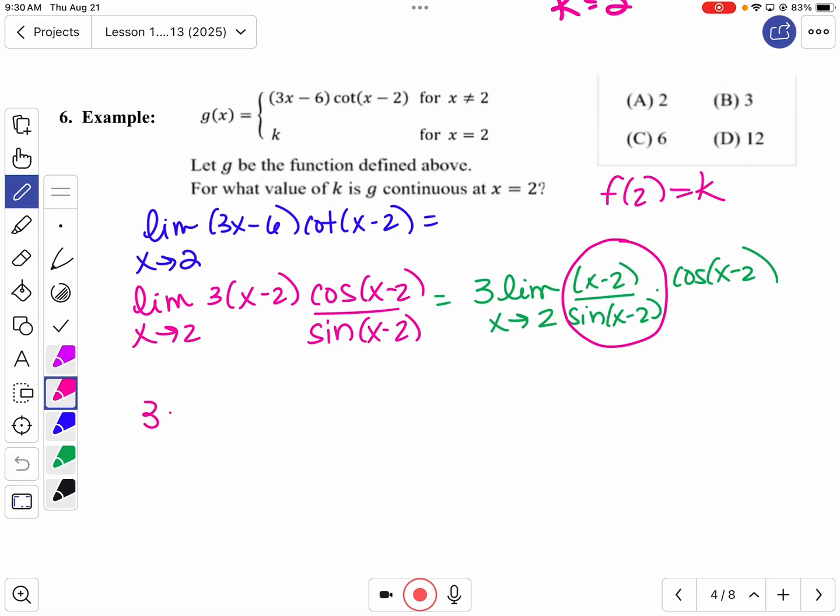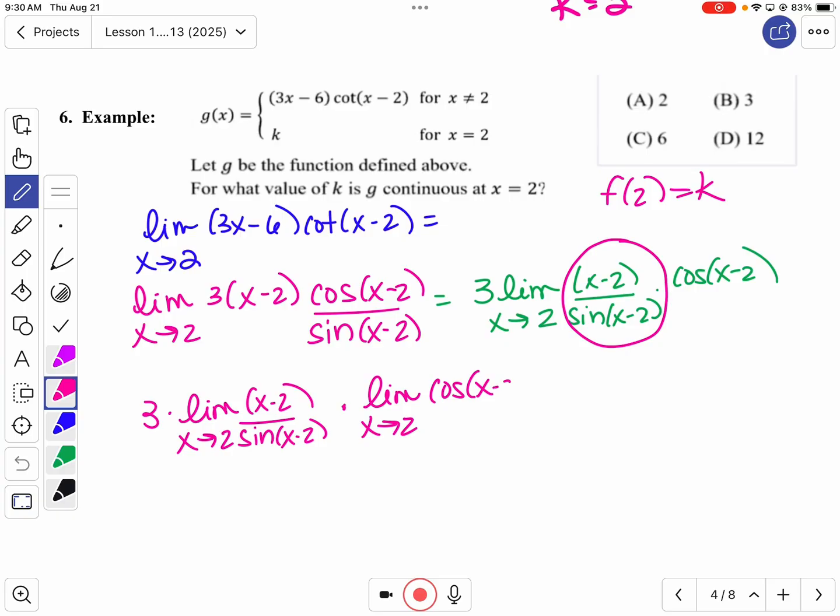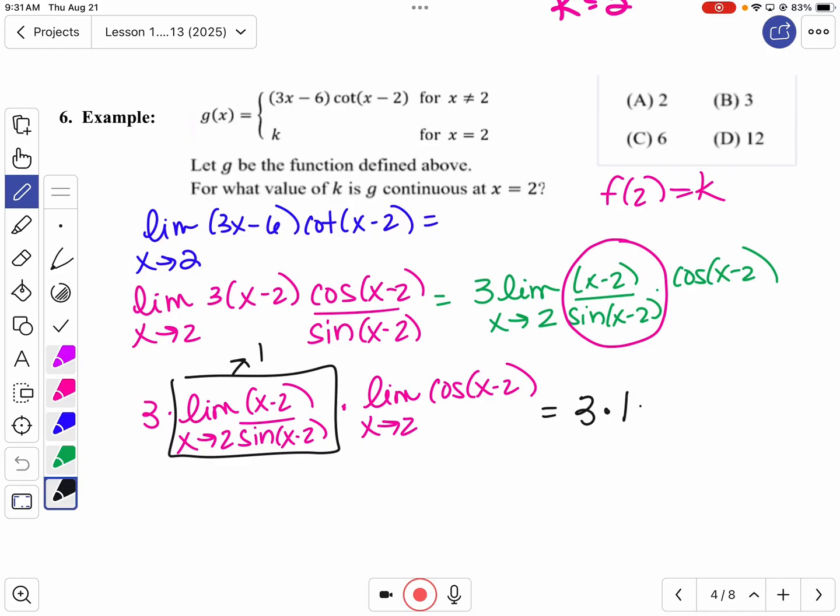So I have 3 times the limit as x approaches 2 of (x minus 2) over sine of (x minus 2). That whole limit's going to be 1, times the limit as x approaches 2 of cosine of (x minus 2). This is my special trig limit that's equal to 1, that we learned about yesterday. That's why knowing those limits is important. So I'm going to keep the 3 in front. That second limit's just a 1.